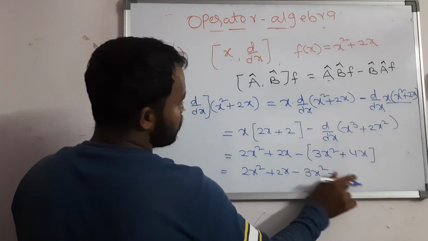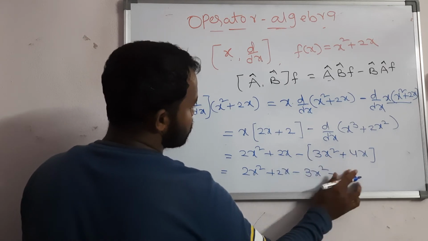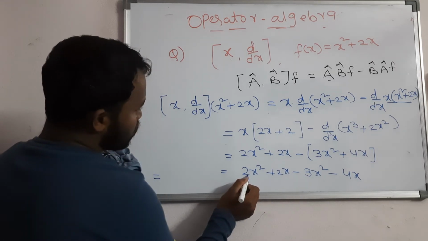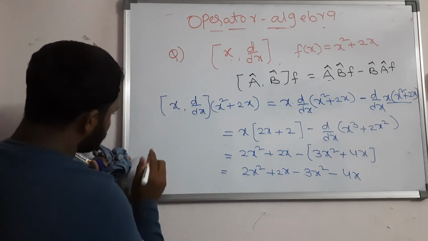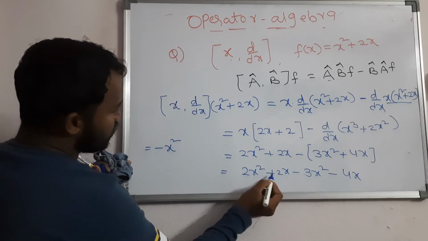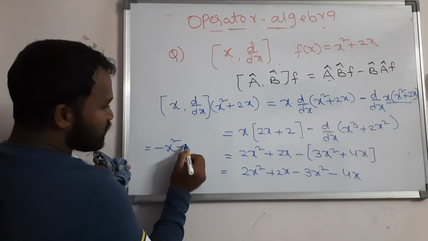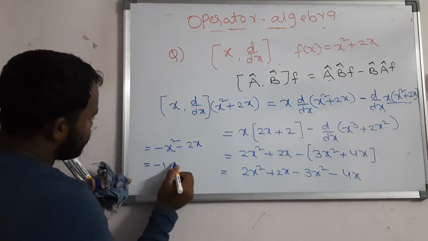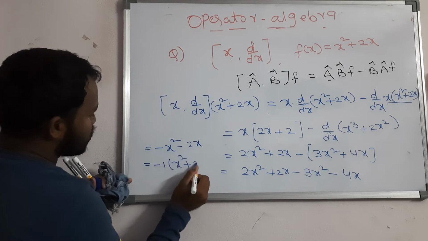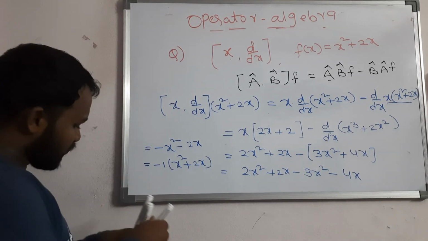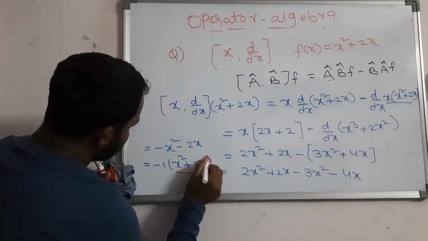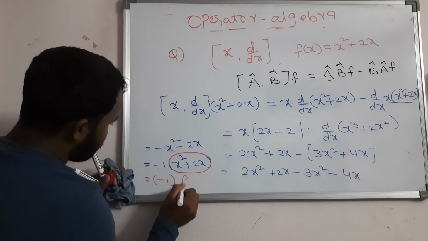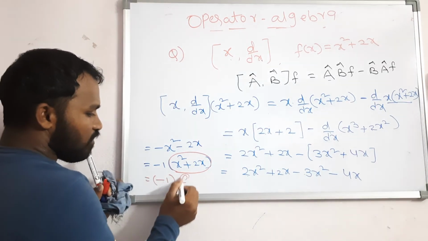Minus 4x you got, right? Minus into 3x² and minus into plus gives minus 4x. What is the answer you got? 2x² minus 3x² is minus x², and plus 2x minus 4x is minus 2x. Now I am going to take minus common: minus (x² + 2x). Now if you check this, this is the function f. So minus 1 into f.